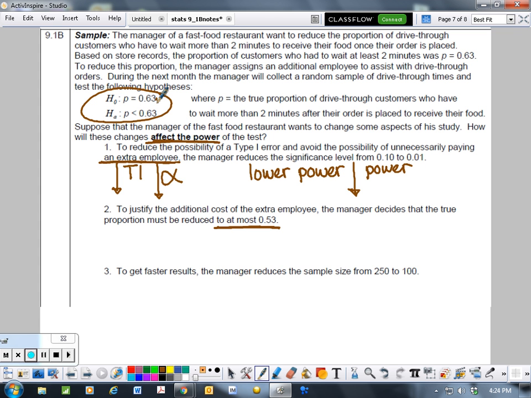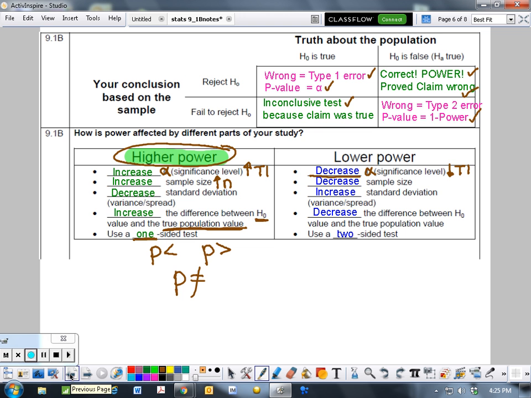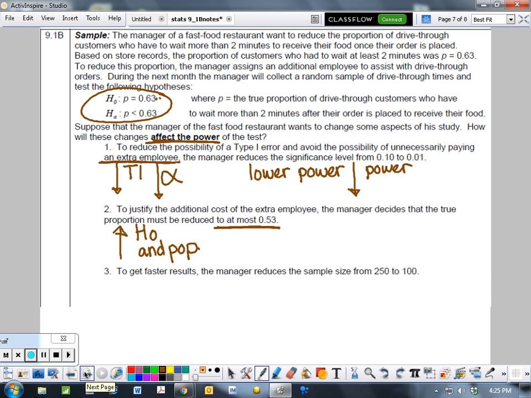So that means I am increasing the difference between the null and the population. When I look back here, if I increase the difference between the null and the true population, that's going to give me higher power. Which is weird because, again, as we increase power, we are going to increase type 1 error. But as we increase power, we decrease type 2 error. So it's give and take.